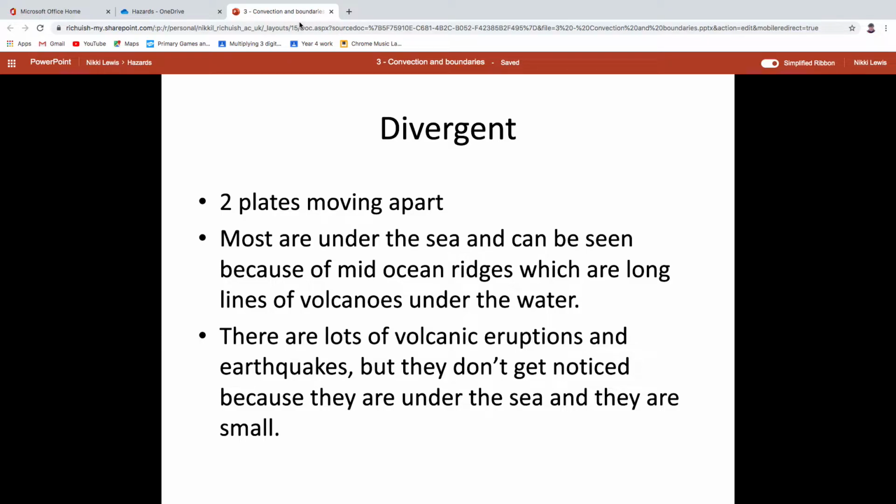And you get loads of volcanic eruptions and loads of earthquakes, but with a couple of exceptions, which we'll be talking about in a minute, they don't really get noticed because they're under the sea, so it doesn't really affect people very much, and you don't hear about them on the news particularly.